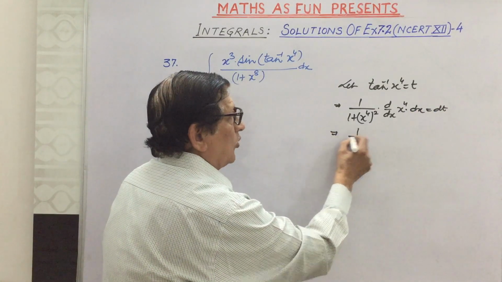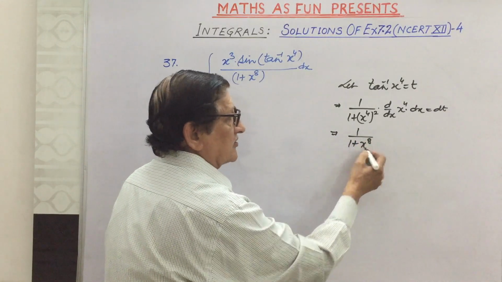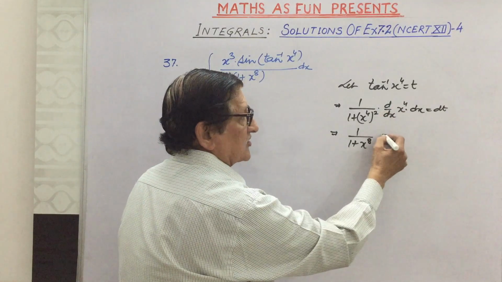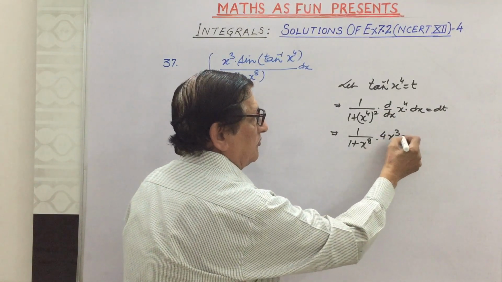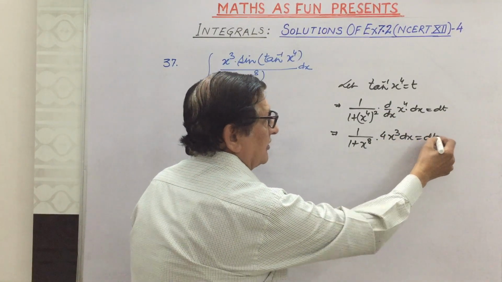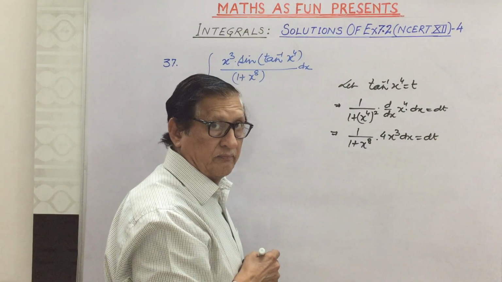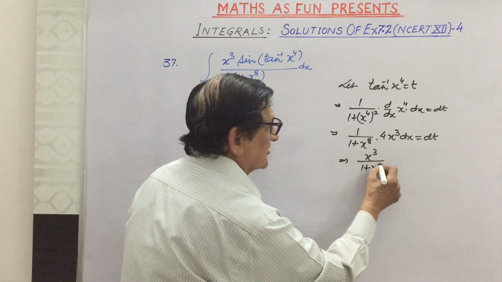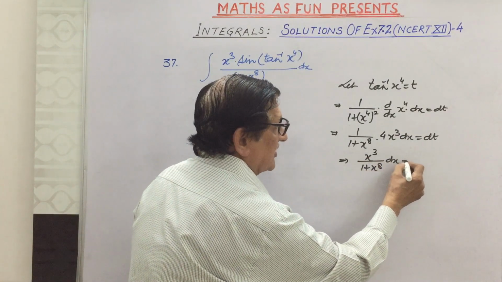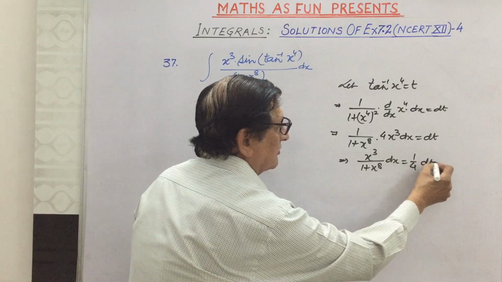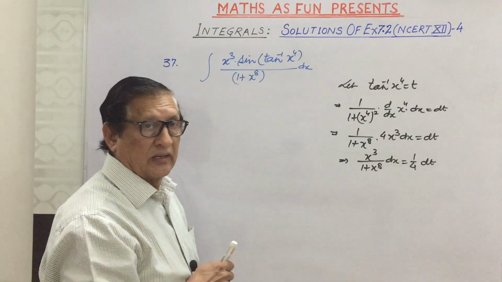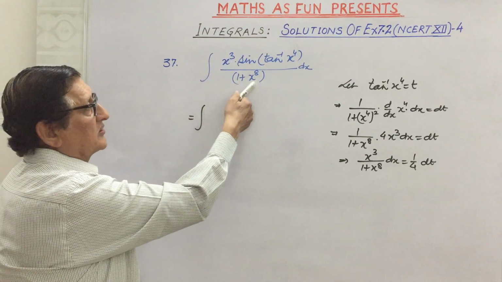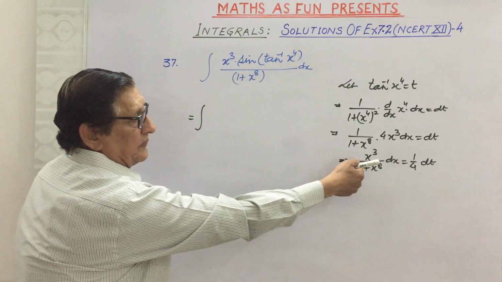Simplifying this, we get 1 upon 1 plus x^8. The square of x^4 is x^8, and the derivative of x^4 is 4x^3 dx, equal to dt. It means we will be getting x^3 upon 1 plus x^8 dx as 1 upon 4 dt.